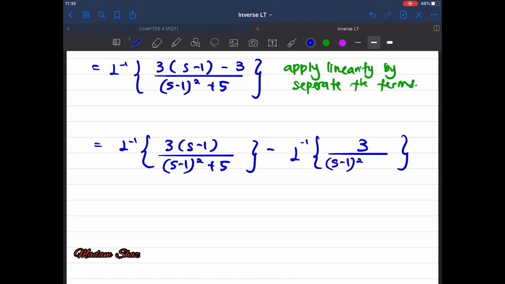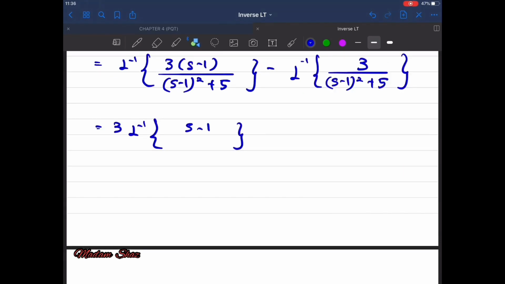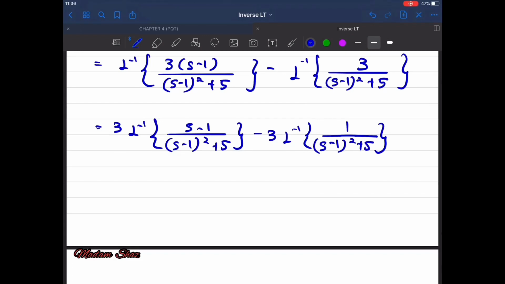s minus 1 square plus 5. So now if you have any constant, then you have to bring the constant to the outside. For the first curly bracket, we have constant 3, so we bring constant 3 to the front: 3 Laplace inverse s minus 1 divided by s minus 1 square plus 5. The second curly bracket, we also have 3. So bring 3 to the front, it will become minus 3 Laplace inverse 1 over s minus 1 square plus 5.